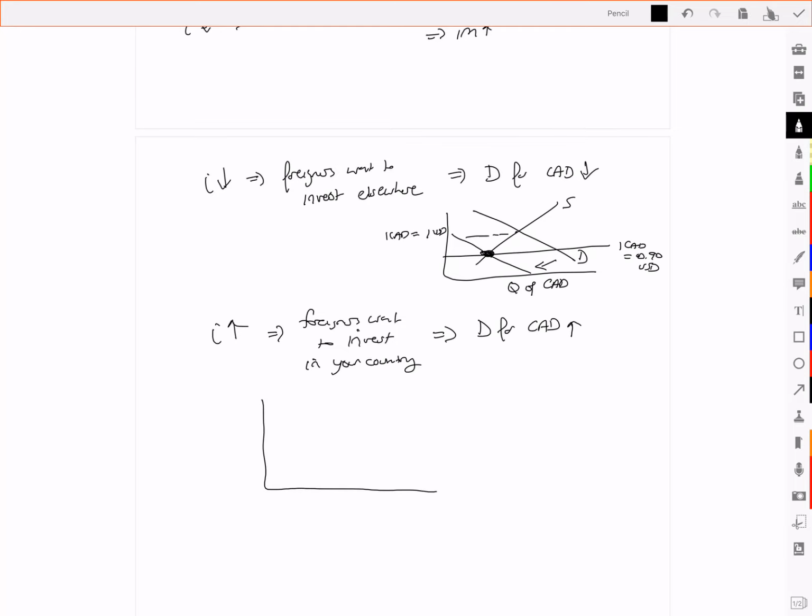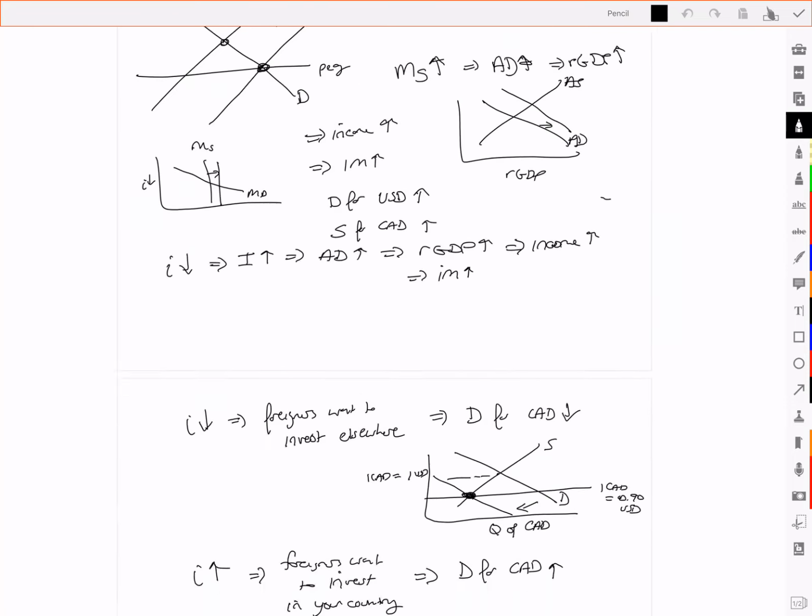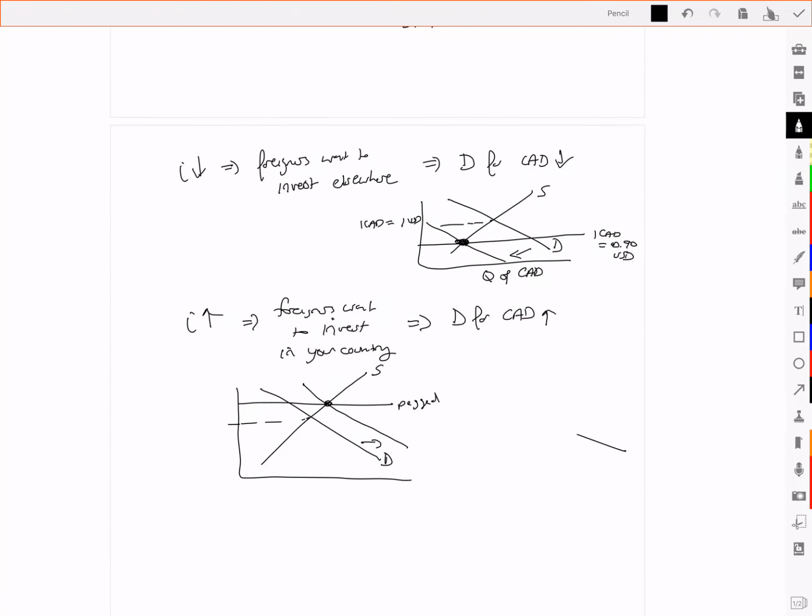So when would you increase interest rates? Well, if you had a pegged exchange rate, and here's the market, and you pegged it up here so that it's now overvalued, well, in this case, if you increase interest rates, foreigners want to invest in your country, the demand for Canadian dollars will increase, and that will maintain your peg. So we can see how monetary policy and its impact on both domestic consumers and foreign investors can be used to maintain the pegged exchange rate.